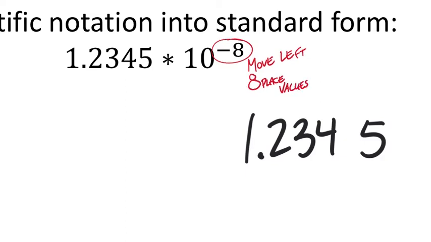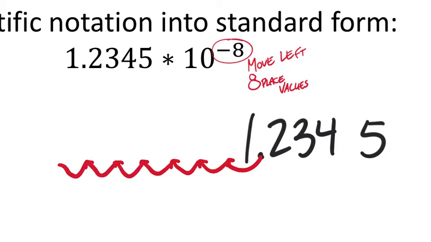All right, so let's get started there. We see where the decimal is. We'll move it 8 place values to the left. There's 1, 2, 3, 4, 5, 6, 7, and then finally 8. So this is where the decimal will end up. And again, I'm just going to fill in any empty place values with zeros.